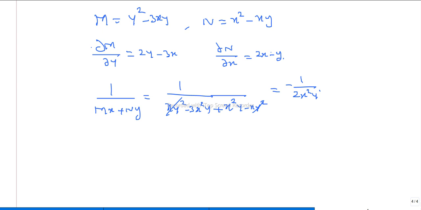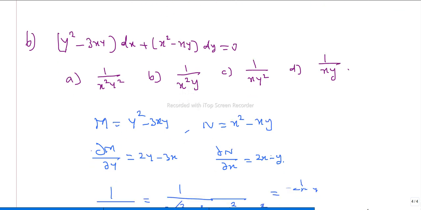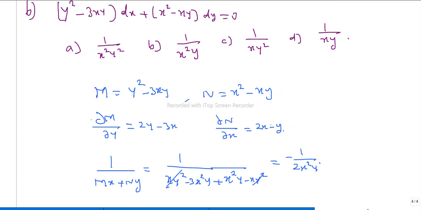Maybe we can use this because both M and N are homogeneous of degree 2. Therefore, we can work this, but maybe we miss some constant here. So the answer should be x square y. This is the only possible case. Maybe there is some mistake in this problem or somewhere. Okay, so the next problem.